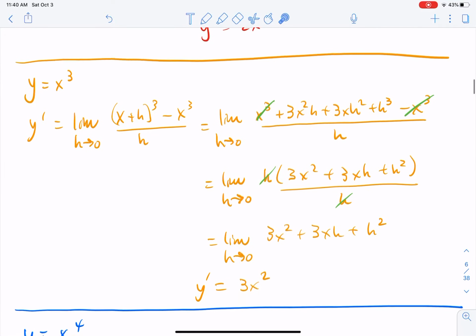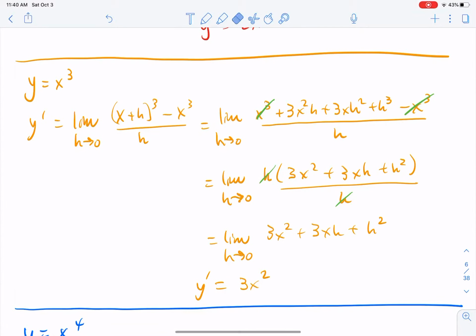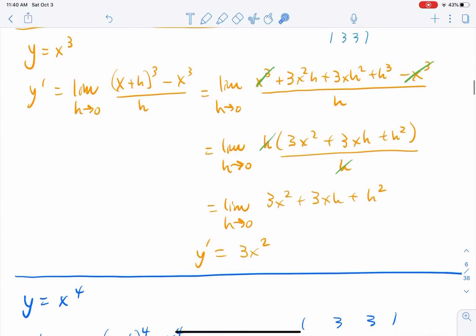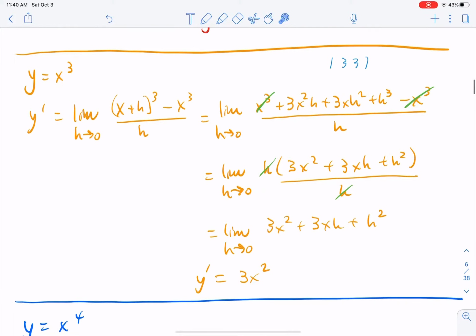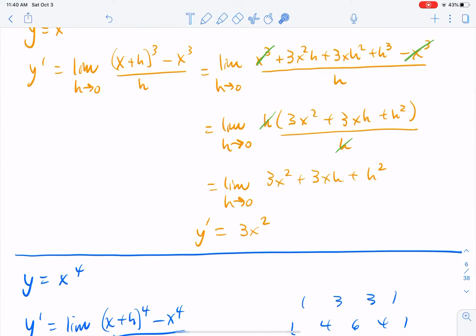All right, so for x cubed, whenever we plug that into the limit definition for the derivative, again using Pascal's rule, on this one it is a 1, 3, 3, 1 for our coefficients. And then our x cubes cancel each other out. Everything that's left over has h's. You can factor one of those h's out and cancel it with the h in the bottom. And then whenever we plug in 0 for our h's, we're just left with 3x squared. So the derivative of x to the third is 3x squared.